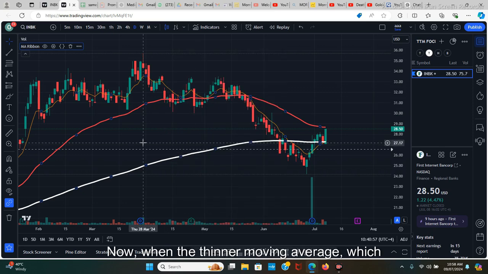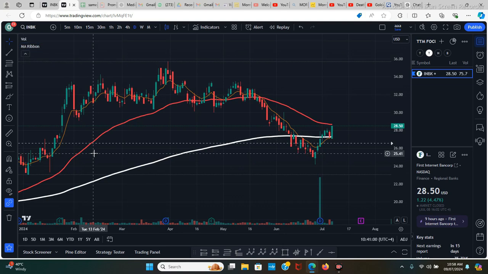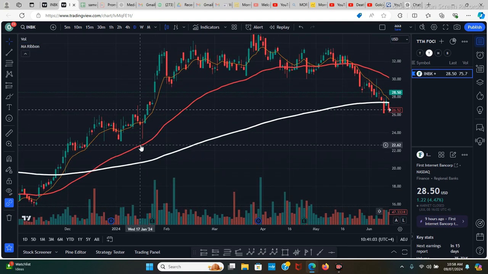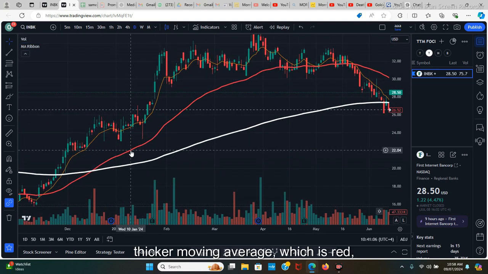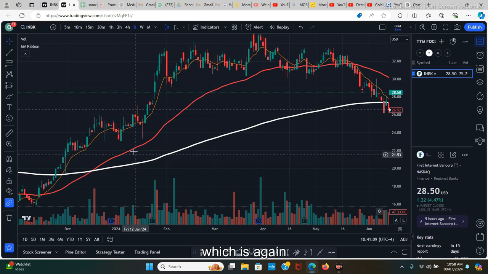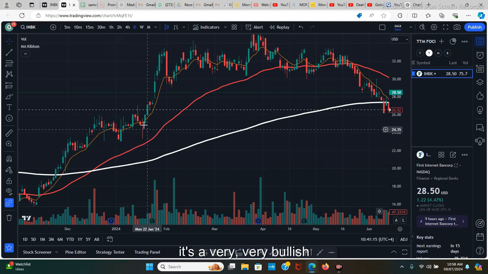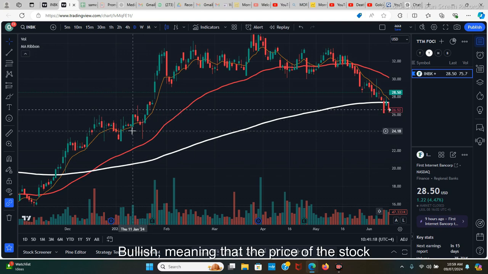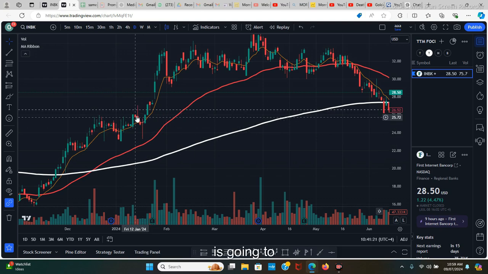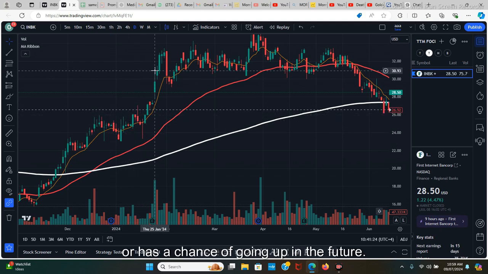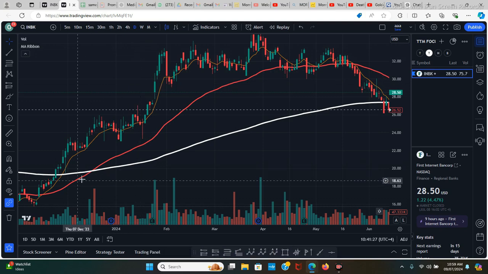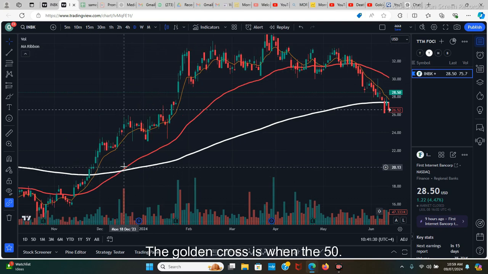Now, when the thinner moving average, which is the 9, is above the thicker moving average, which is red, which is again above the thickest moving average, which is white, it's a very bullish stock. Bullish meaning that the price of the stock is going to or has a chance of going up in the future. The golden cross is when the 50 period moving average crosses 200 at this point.